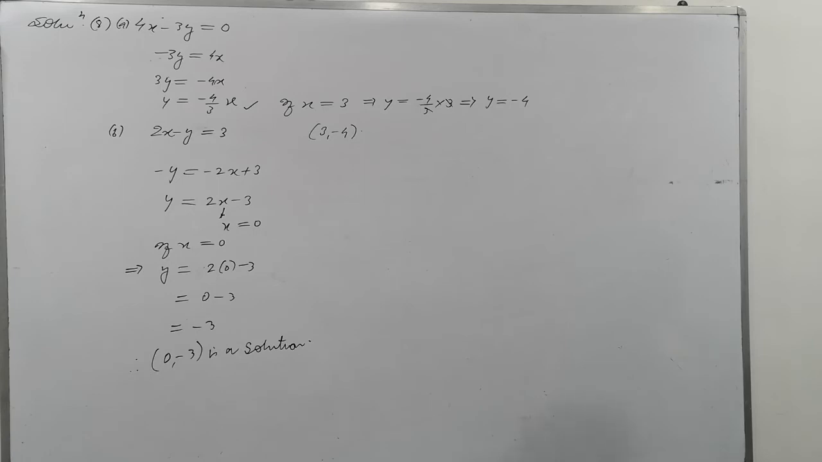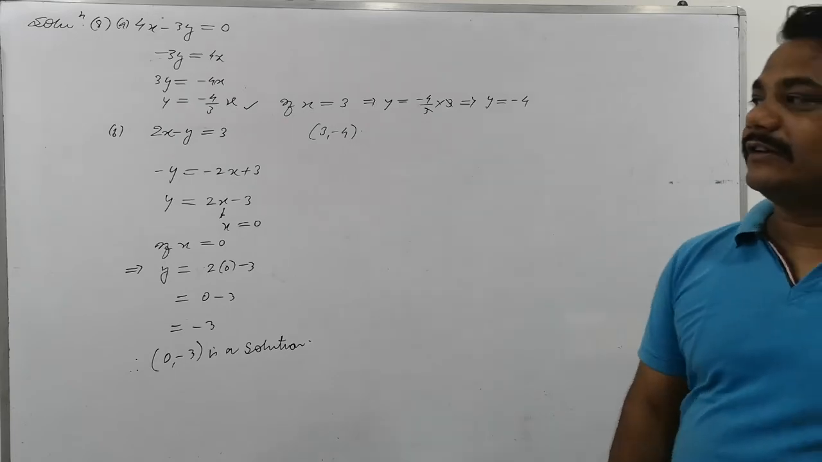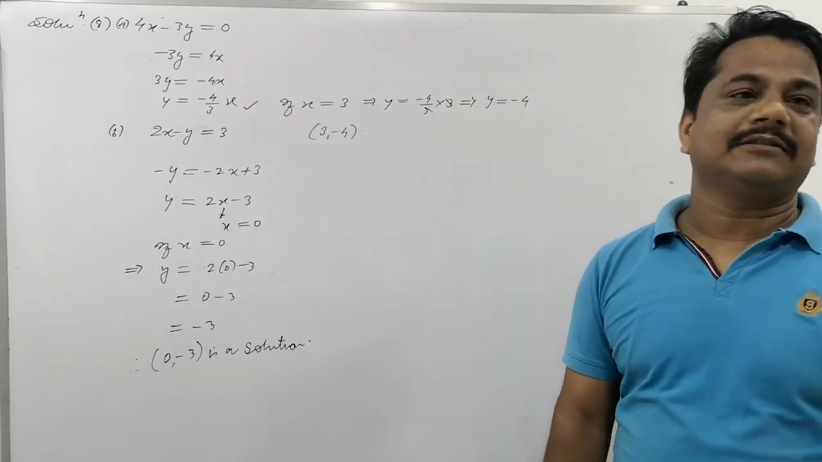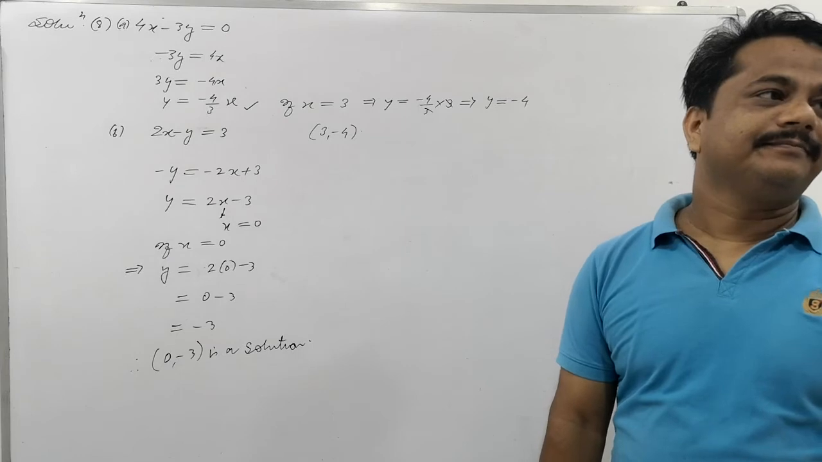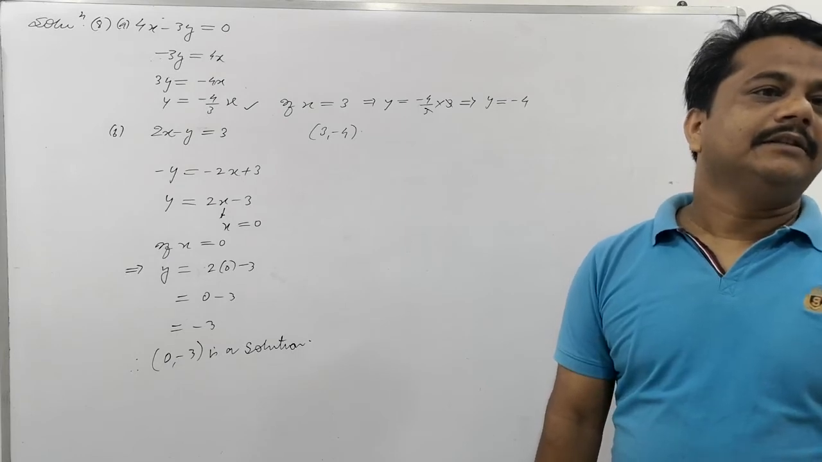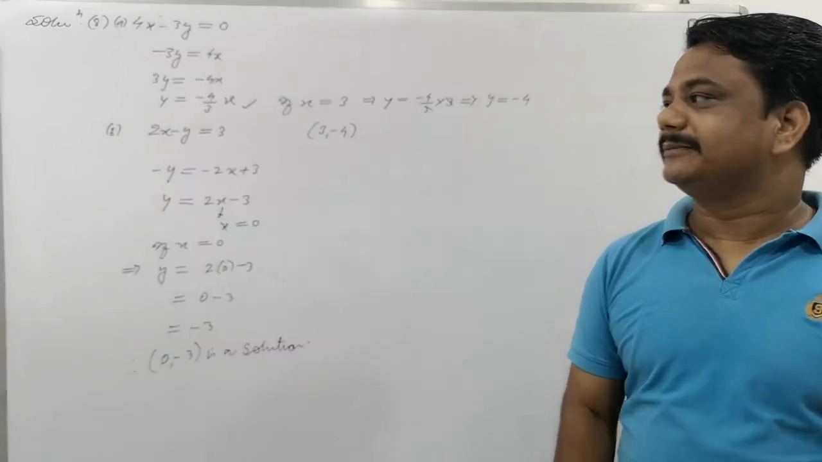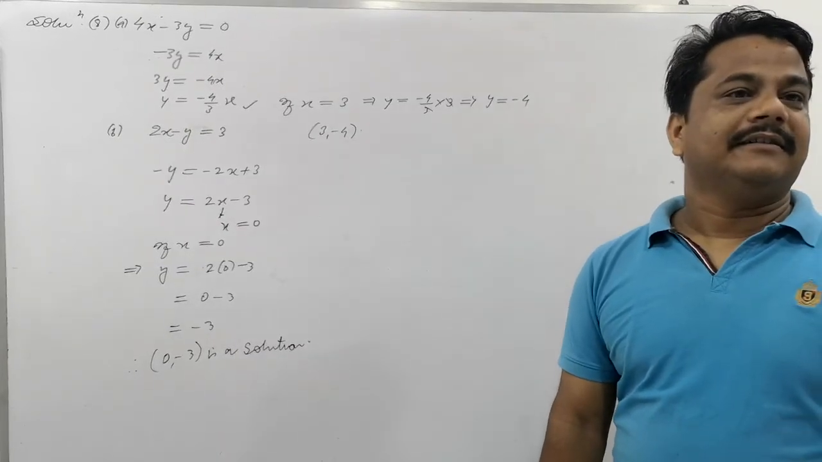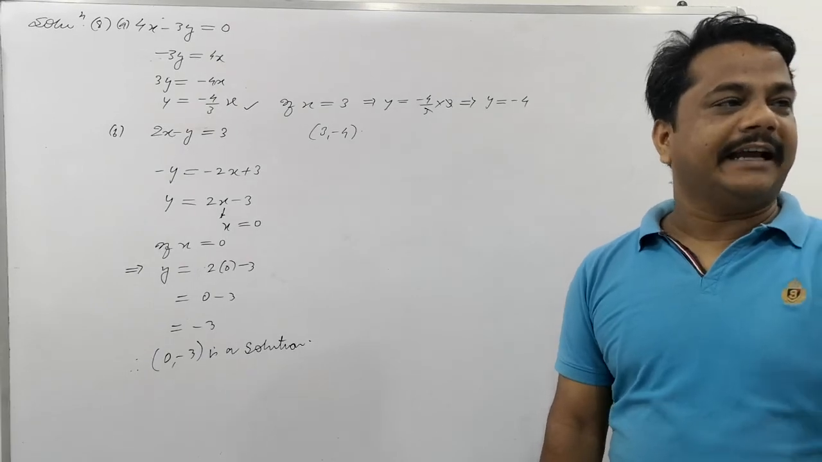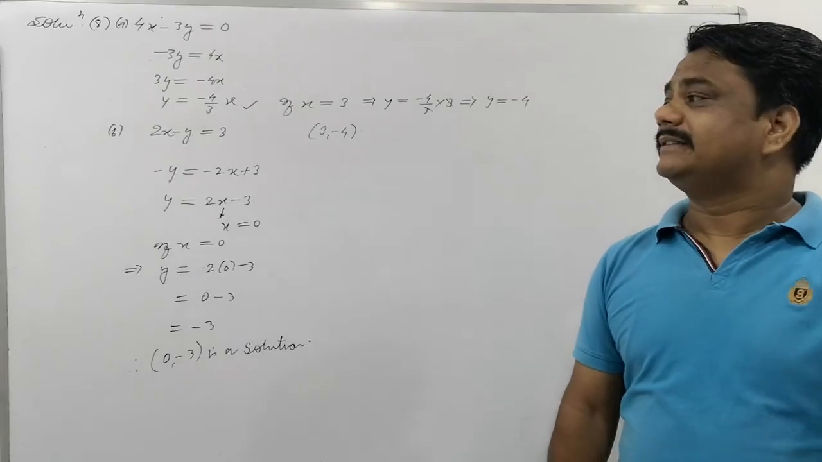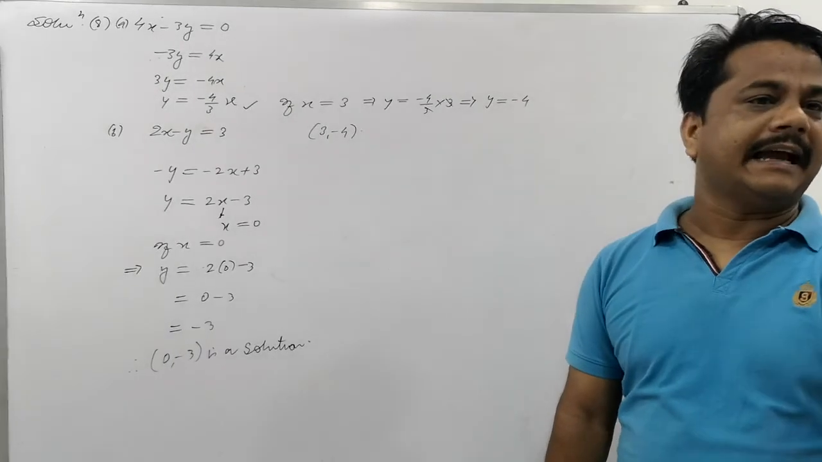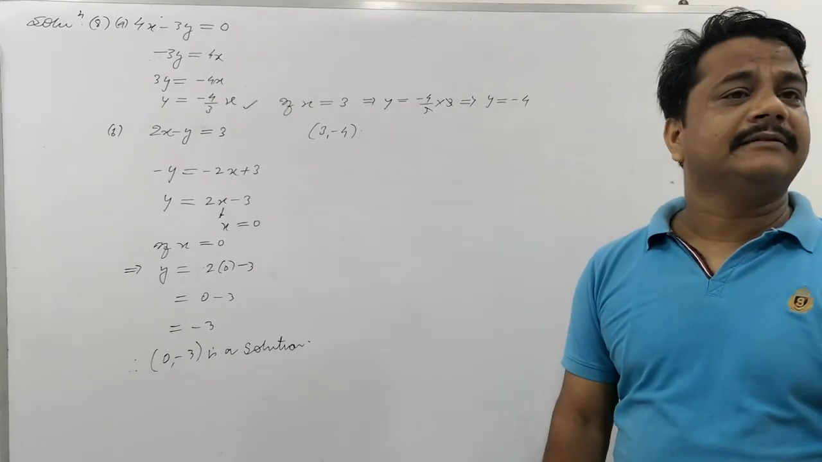Question number 9: the cost of 2 pencils is the same as the cost of 5 erasers. So how can we represent this? What is unknown here? The cost of a pencil and the cost of an eraser. So your first line will be: let the cost of one eraser be x, and the cost of one pencil be y.